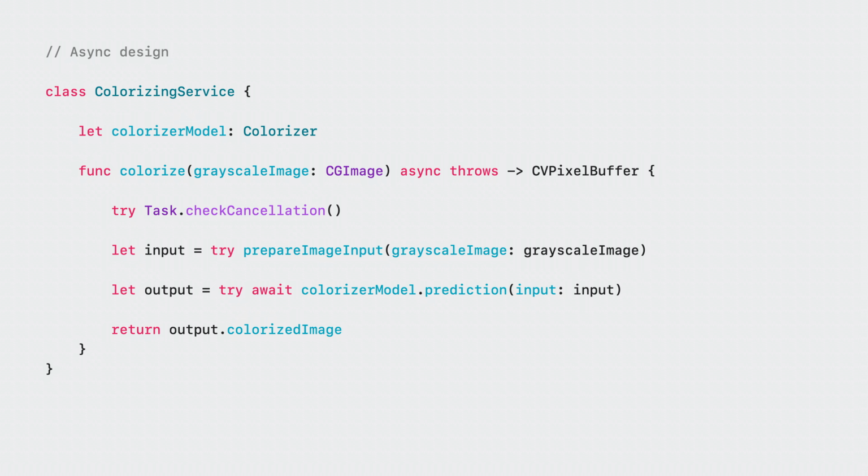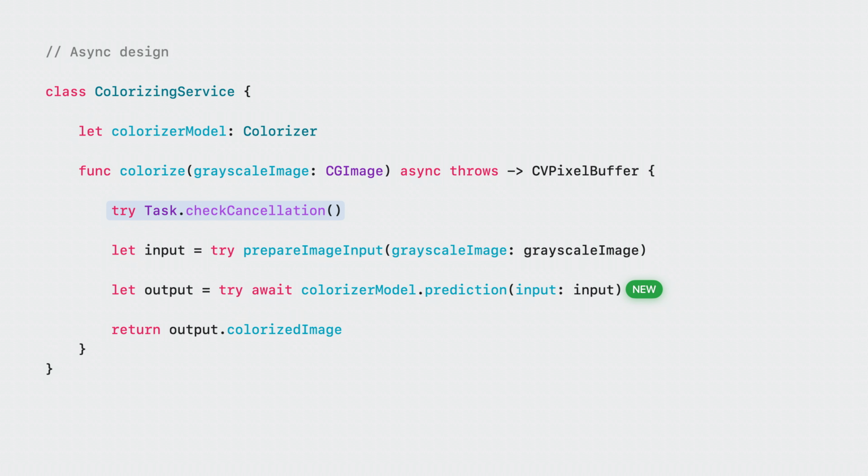To switch to an async design for the code, I first changed the colorize method to be async. I then added the await keyword in front of the prediction call, which is required to use the new async version of the API. Then I changed colorizing service to be a class rather than an actor. That way multiple images can be colorized concurrently. Lastly, I added a cancellation check to the start of the method.